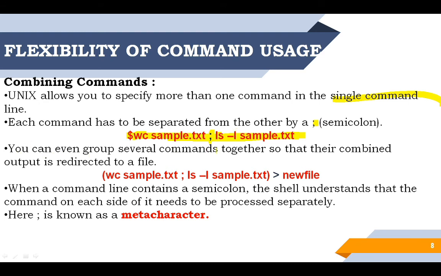We can also group several commands together so that their combined output is redirected to a file. Same thing here, we are combining the two commands with the semicolon, and whatever output it displays can be redirected to a file. For redirection we use the greater than symbol. When a command line contains a semicolon, the shell understands that the command on each side of it needs to be processed or executed separately. This semicolon is called a metacharacter.